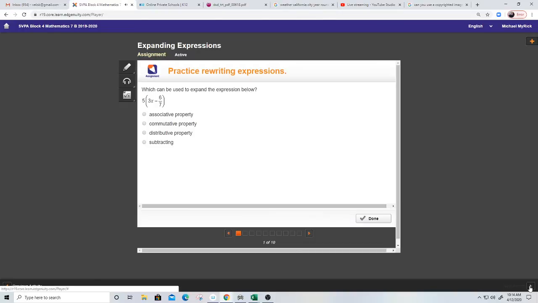Identify the method used to expand the expression. Well, when you expand the expression, you want to be using distributive, where you multiply the outside by the inside. Use the distributive property to identify the equivalent expression.